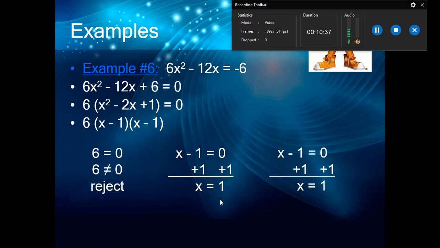So even though I look like I have 2 answers, I really only have 1. Let's sub it in and check. So 1 squared will be 1 times 6 is 6. 6 minus 12 is negative 6, and that does check. So in my solution set, I only have a root of 1.